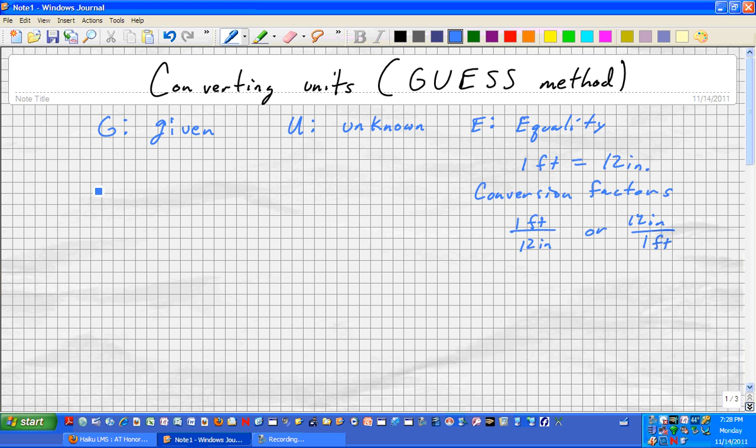The next is the setup. And we start with rewriting the given. And then we use conversion factors to cancel units.